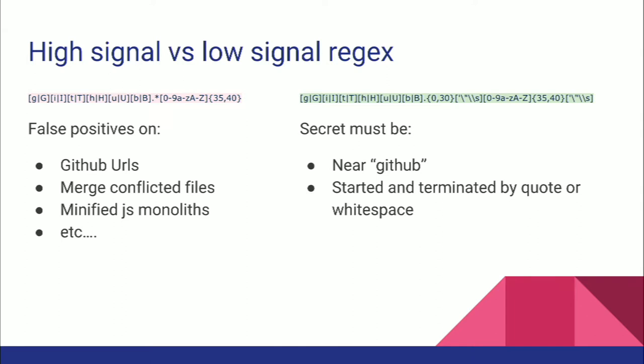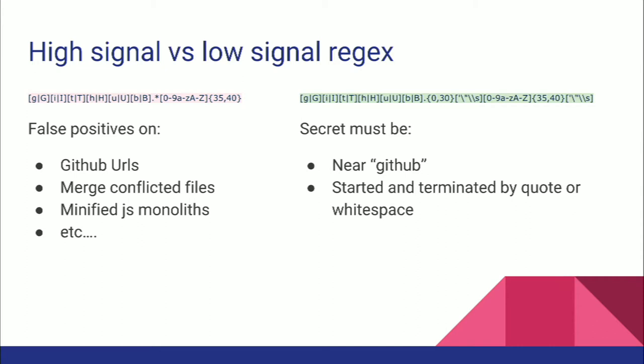The reason why is any GitHub URL usually had a commit hash in the URL, and that satisfies that regex, so that false positive. A giant monolith of minified JavaScript code would false positive because somewhere in the monolith, this 2 megabyte file, is the string GitHub, and somewhere else is a hex string. So I spent some time refining and tweaking these over time to make them more accurate.